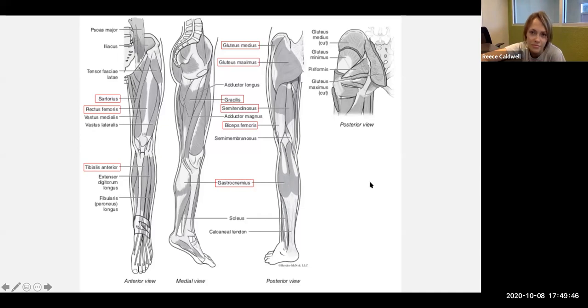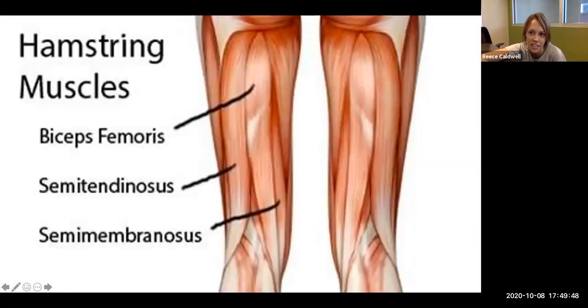All right, so lastly, we're going to look at the muscles of the hamstrings. So we have 3 muscles of the hamstrings, and I want y'all to memorize these. We have the biceps femoris, the semitendinosus, and the semimembranosus.